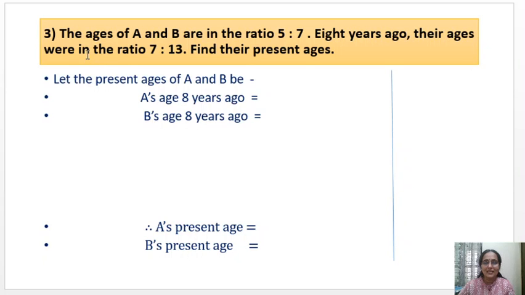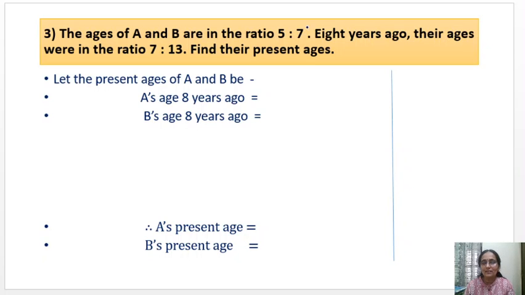Third question, the ages of A and B are in the ratio 5 is to 7. 8 years ago, their ages were in the ratio 7 is to 13. Find their present ages. Let the present ages of A and B be assigned according to this ratio. We do not know the present ages of A and B, but we know only the ratio. Suppose A's age is 50, then B's age is 70. Suppose A's age is 15, then B's age is 21 years.